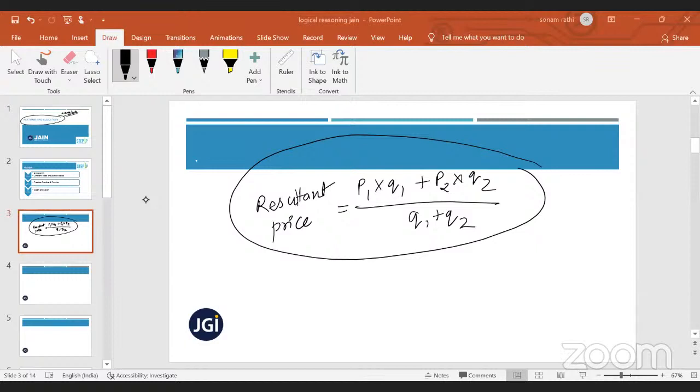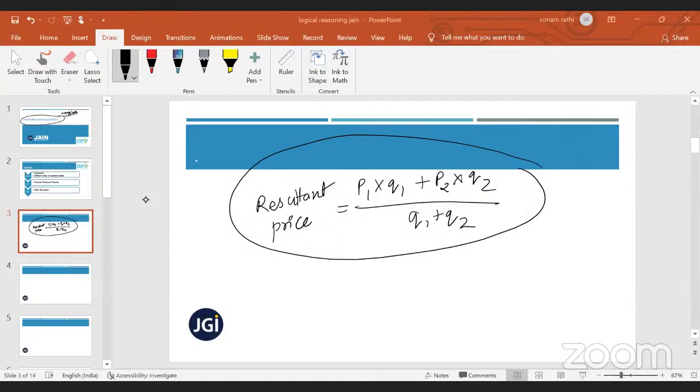P is the price. Yesterday we did one last question. Remember, there were 3 different types of rice and their ratio was given. Correct? So we have taken price 1 into quantity 1. And yesterday I also told you that if quantities are not given and only the ratio of the quantities is given, then also you can use it in the formula, right? Yes or no, everyone?